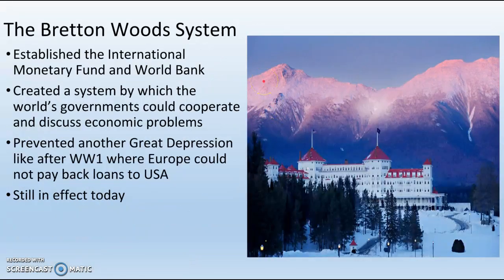Next big consequence is the Bretton Woods system. The Bretton Woods system establishes a couple things, primarily the International Monetary Fund and the World Bank. These two organizations exist to discuss and solve the world's economic problems. The idea is if we have a World Bank, a place where all of the countries can come together and talk about money and fiscal policy, then we can prevent another Great Depression from happening.